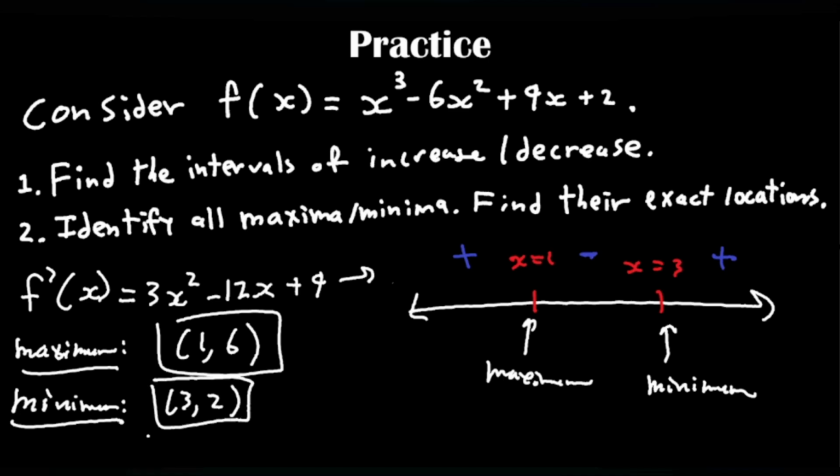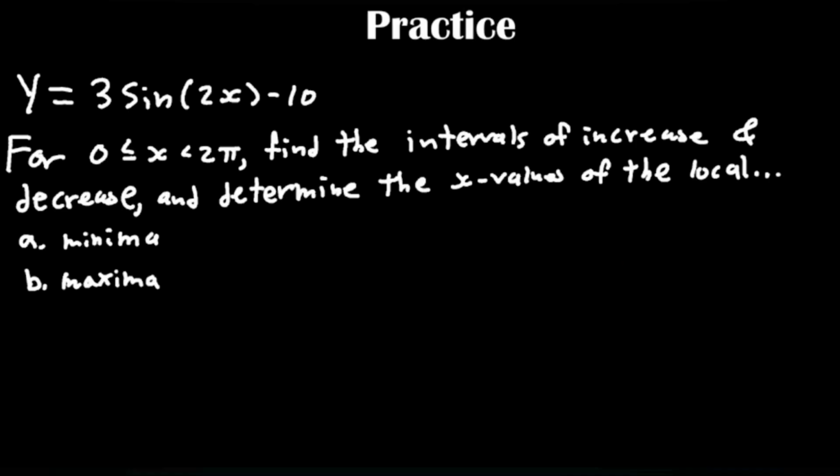Alright, let's do one more example and then we'll be done. For this one, we have y equals 3 sine of 2x minus 10, so a sinusoidal function. And we're asking for x values between 0 and 2 pi. We want to find the intervals of increase and decrease, and then determine the x values of the local minima and maxima. So the first step is just to take a derivative.